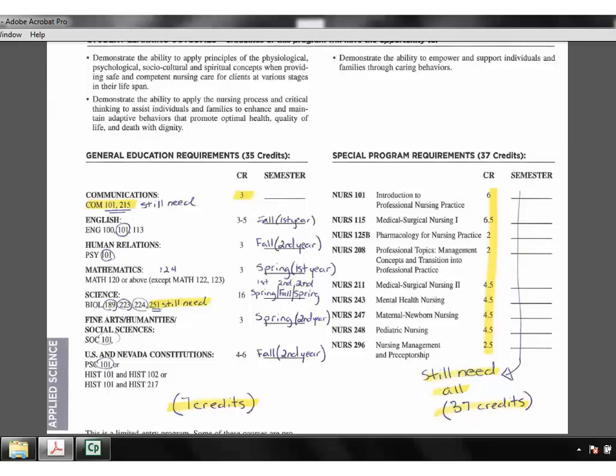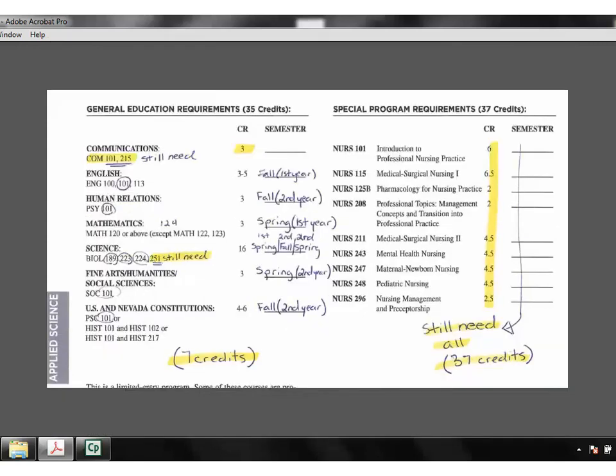The general education requirements are 35 credits. The special program requirements are 37 credits. This student, in particular, would need to take an additional class for communications. This student would also need to take an additional class for science.